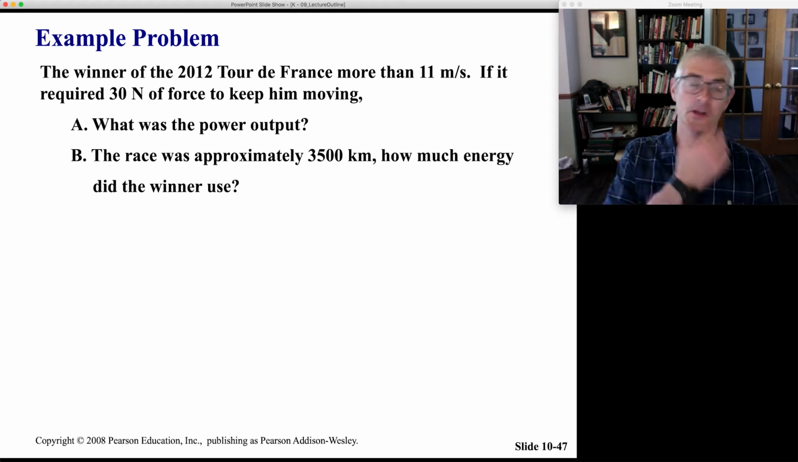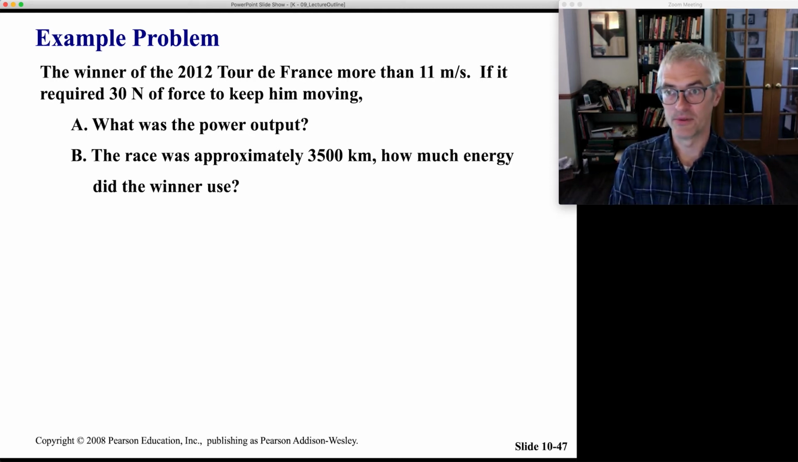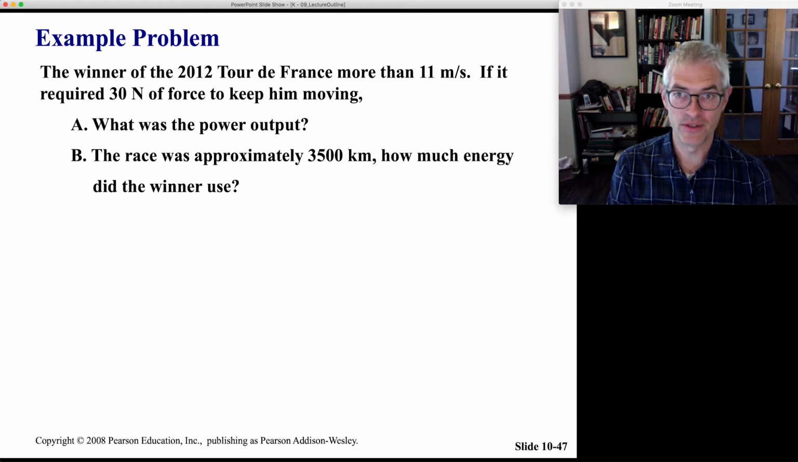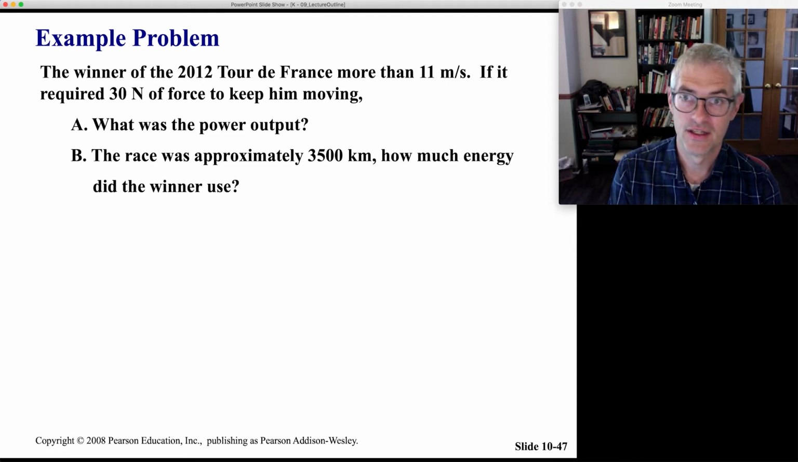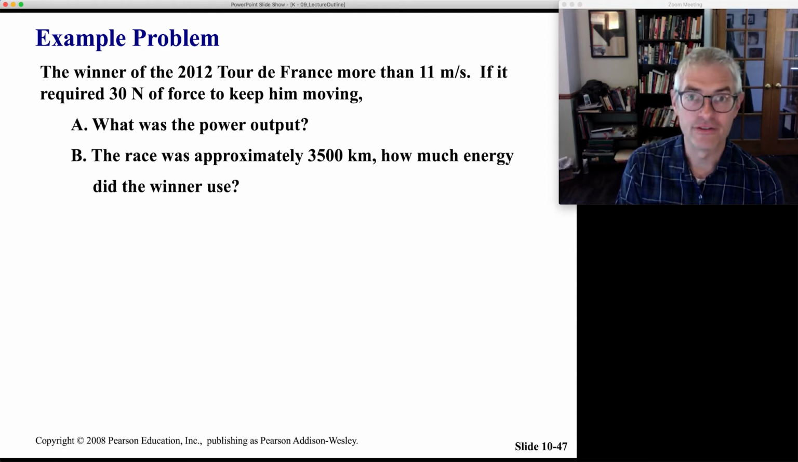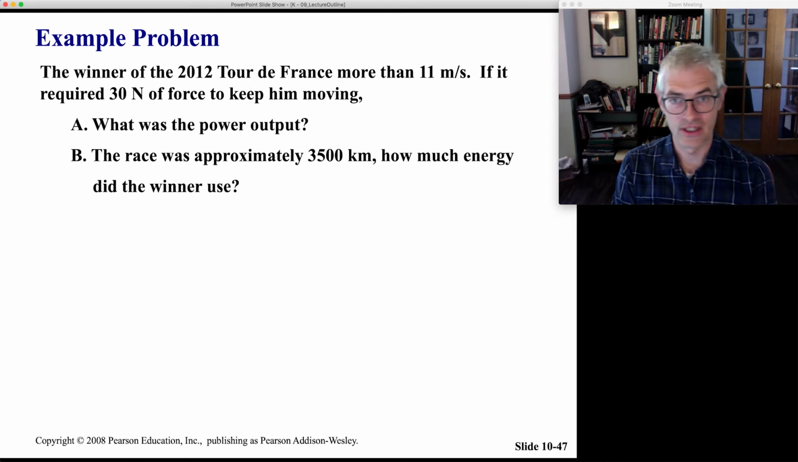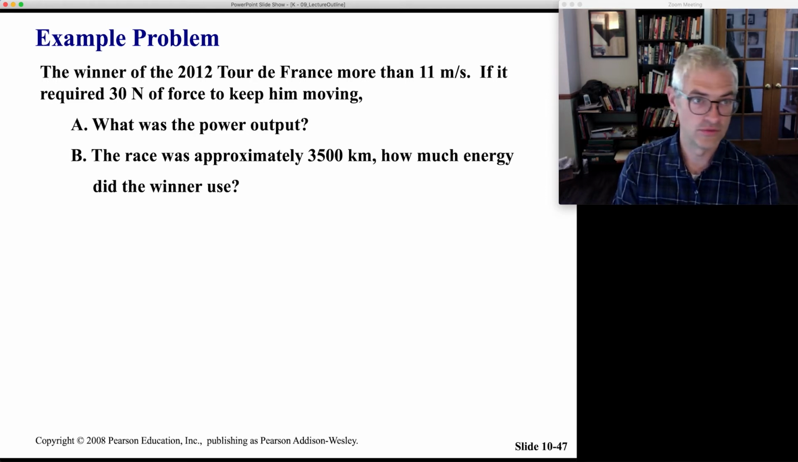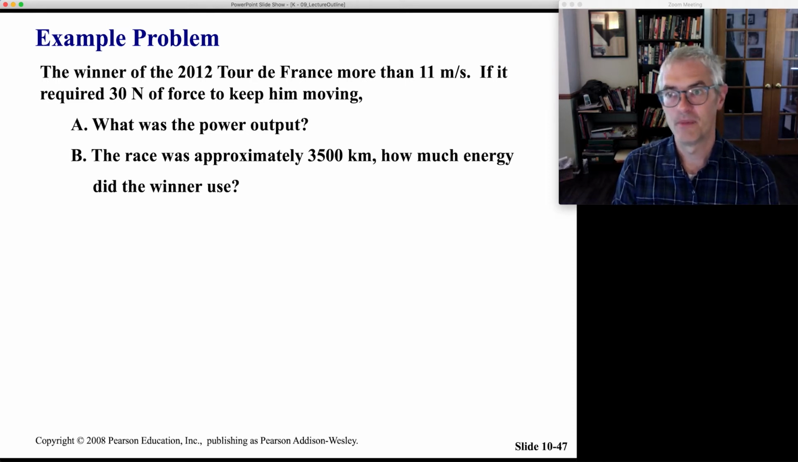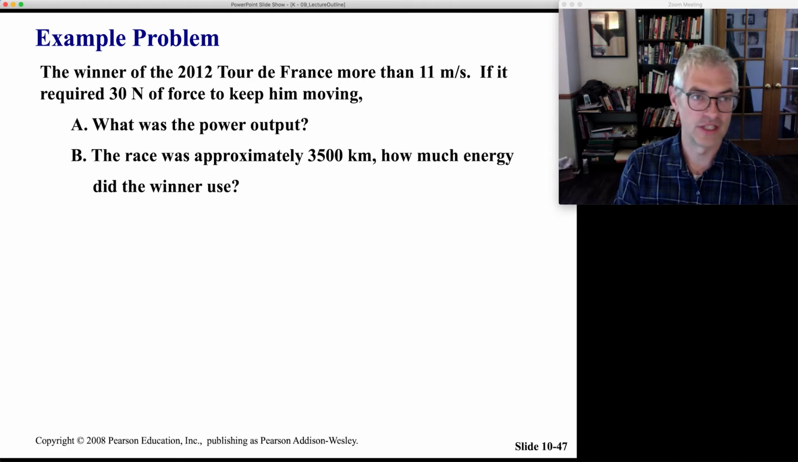So now we're back. We're going to do another example. Here we have the winner of the 2012 Tour de France. Average, I think it should say average, sorry, somewhere that got lost along the way. Averaged more than 11 meters per second. And we're measuring some sort of average ballpark force to keep them moving, about 30 newtons of force, overcoming wind resistance and any sort of frictional forces along the way to keep them moving. We want to answer a couple of questions.